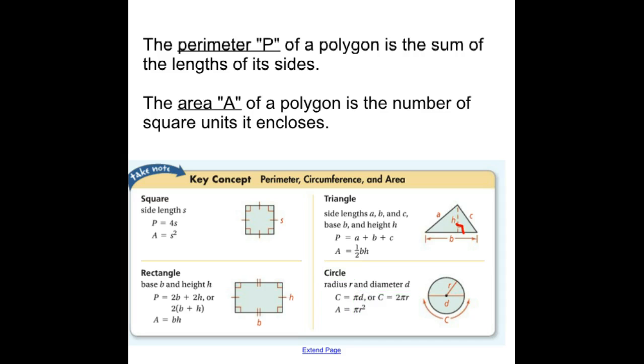And our last one is a circle. For a circle, the circumference equals 2 pi r, or pi times d, where r is the radius and d is the diameter, and the area is pi r squared. Now, one key feature of the circumference, and why you have two formulas, is that 2 radii equal the diameter.